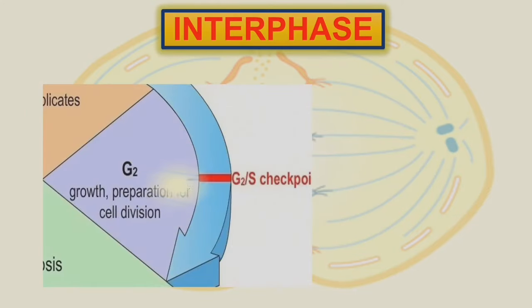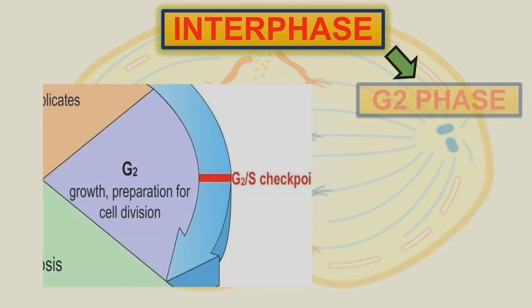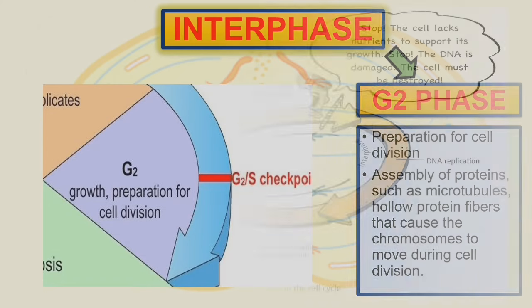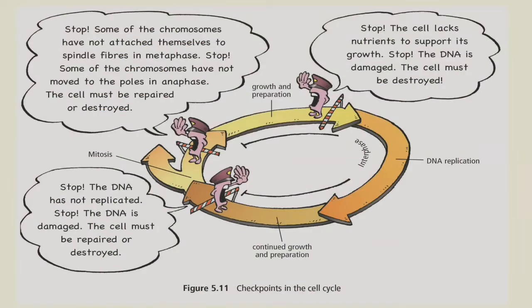The last stage of interphase is known as the G2 phase or gap 2 phase. It is the final preparation for cell division, wherein it assembles proteins such as microtubules, hollow protein fibers that cause the chromosomes to move during cell division. Take a look at this illustration.